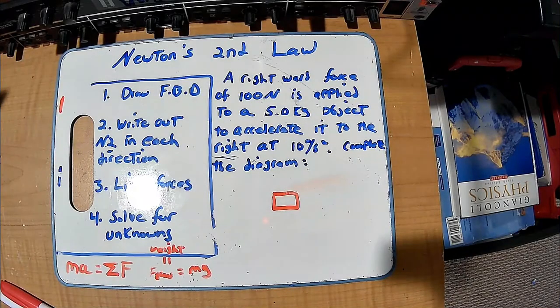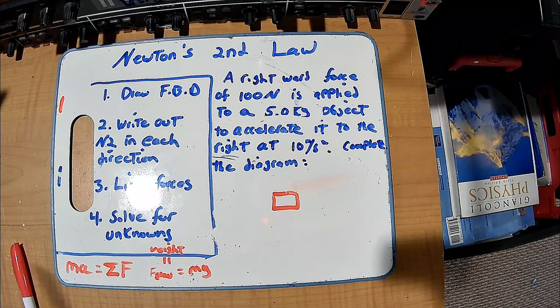Alright guys, so in this example, we're going to do another example of a Newton's second law problem to try to help solidify our understanding of this. It says, a rightward force of 100 newtons is applied to a 5 kilogram object to accelerate it to the right at 10 meters per second squared. And it says complete the diagram. So this is kind of like the ones we saw in the worksheet we did in class, and also in some of the problems we did, like the exit ticket.